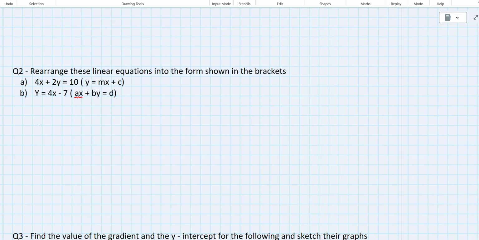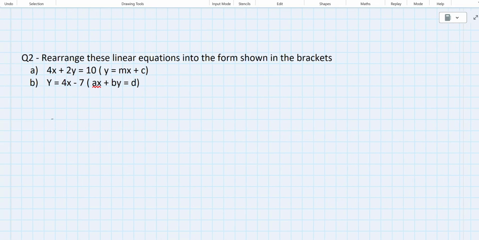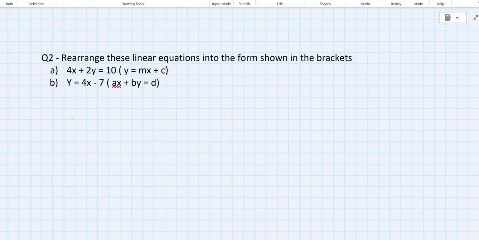Question 2 says, rearrange these linear equations into the form shown in the brackets. So we've got two different forms there. We've got y equals mx plus c, which you should be very familiar with, and this one's ax plus by equals d. So we need to understand what this is. ax plus by equals d.